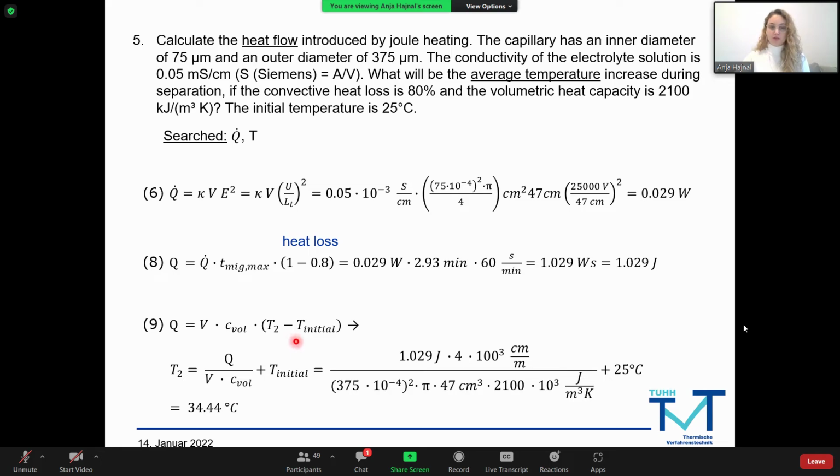All the values here are given. Pay attention, we are using the outer diameter because we're taking into consideration the whole volume of the capillary, since the walls and everything are also heated. This is our capacity; we need to convert kilojoules to joules. And everything is given by the task. And of course here, plus the initial temperature, which is 25 degrees. And you should get that the final temperature is 34.44 degrees.